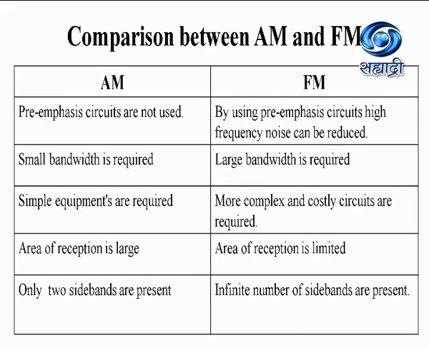In FM, large bandwidth is required because the sidebands are infinite. In AM, simple equipment is required, but in FM, more complex and costly circuits are required. In AM, the area of reception is large. In FM, the area of reception is limited. In AM, only 2 sidebands are created. That's why 2 sidebands are present. But in FM, an infinite number of sidebands are present. So if you compare these AM and FM points, FM is always better than amplitude modulation.